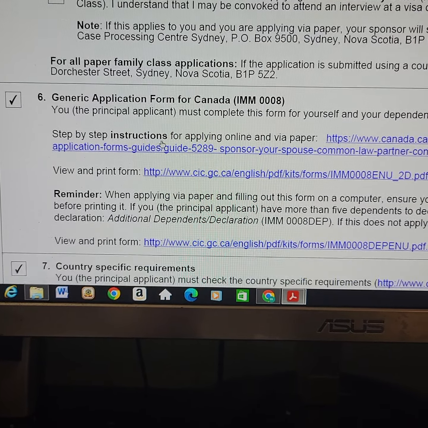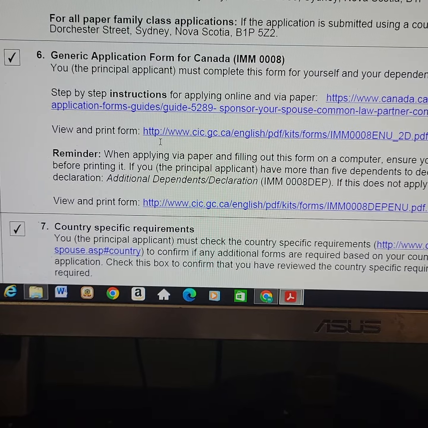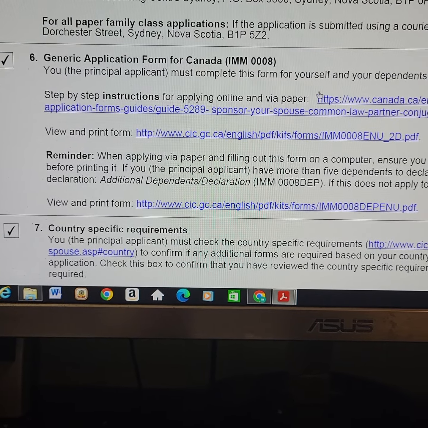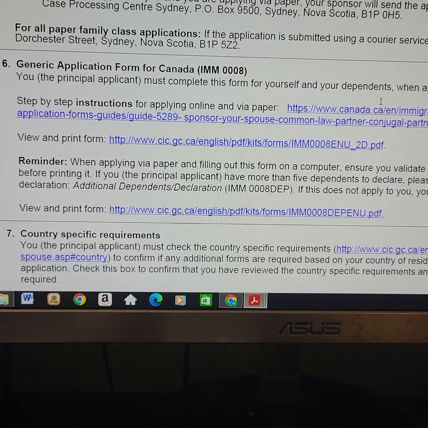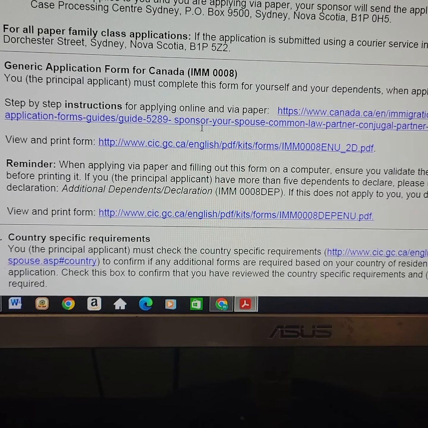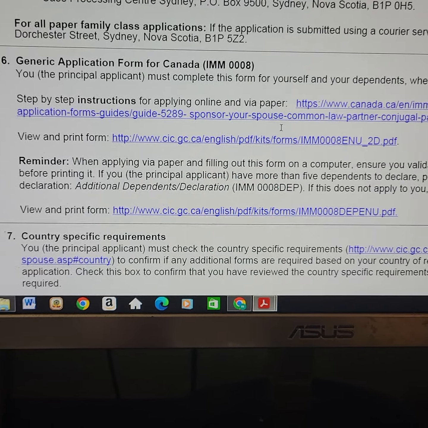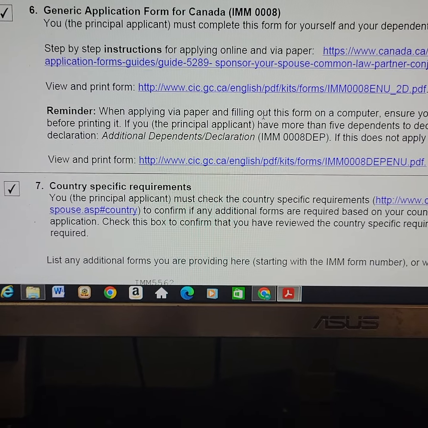This would be the one where you put all your information, okay, for yourself and your dependents. So make sure you read the application and you go through the application properly.